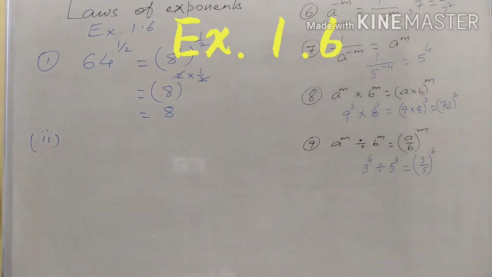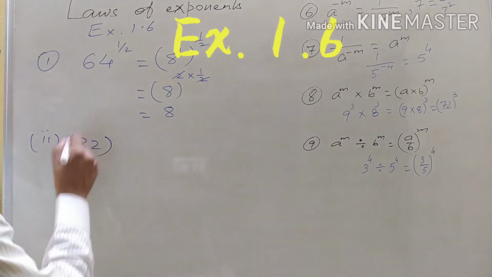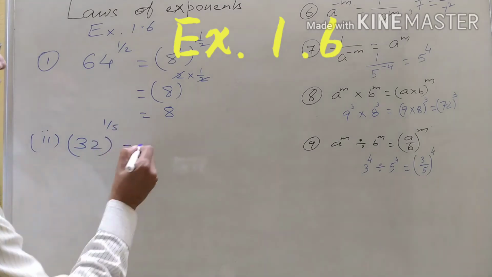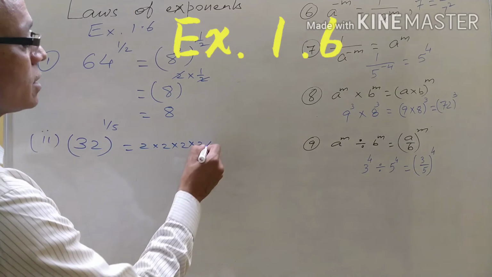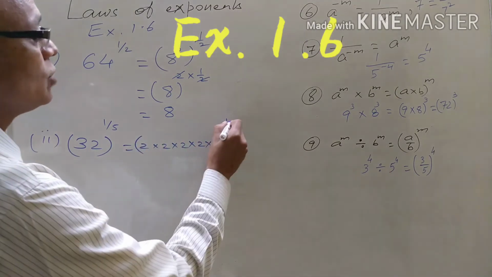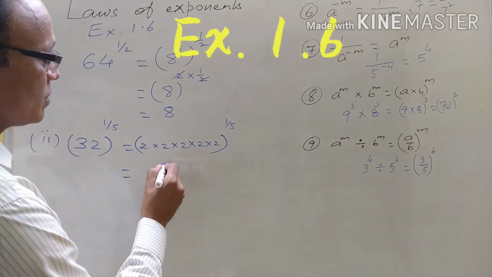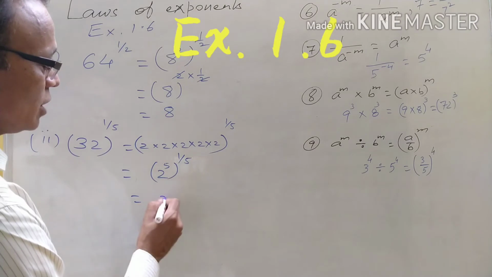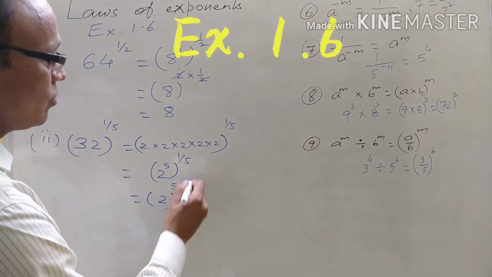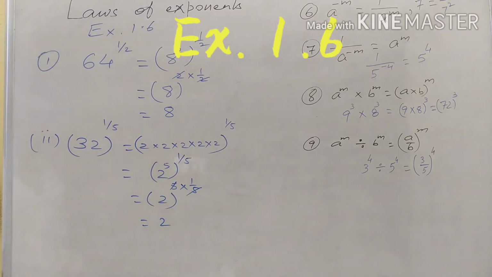The second one, we consider 32 to the power 1 upon 5. We know that 2 twos are 4, 2 fours are 8, 2 eights are 16, 2 sixteens are 32. How many times? 5 times. So 2 to the power 5, to the power 1 upon 5. So it becomes 2 to the power 5 into 1 upon 5. This cancelled. The result becomes 2.